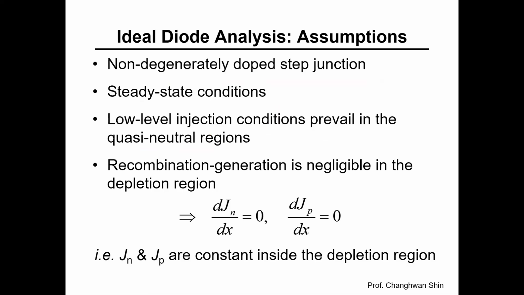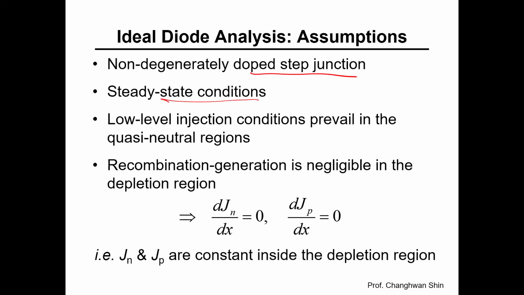So now let's take a look at the assumptions for ideal diode analysis. Before we can develop a mathematical model for an ideal diode, we need to make some simplifying assumptions. Think of these as the rules of the game that allow us to solve the problem more easily while still capturing the essential physics. First, we assume we have a non-degenerately doped step junction. This means that the doping changes abruptly from p-type to n-type, like stepping off a curb rather than walking down a gentle slope, and the doping levels aren't extremely high.